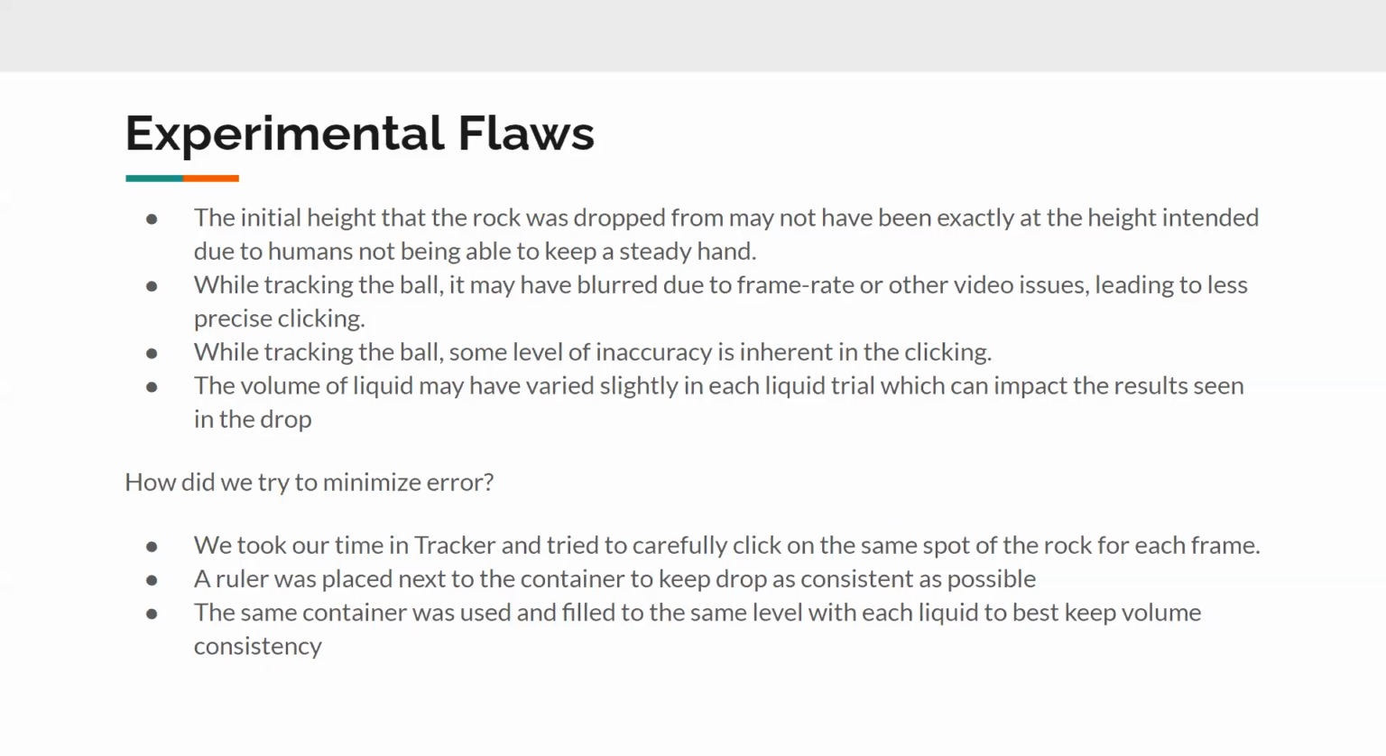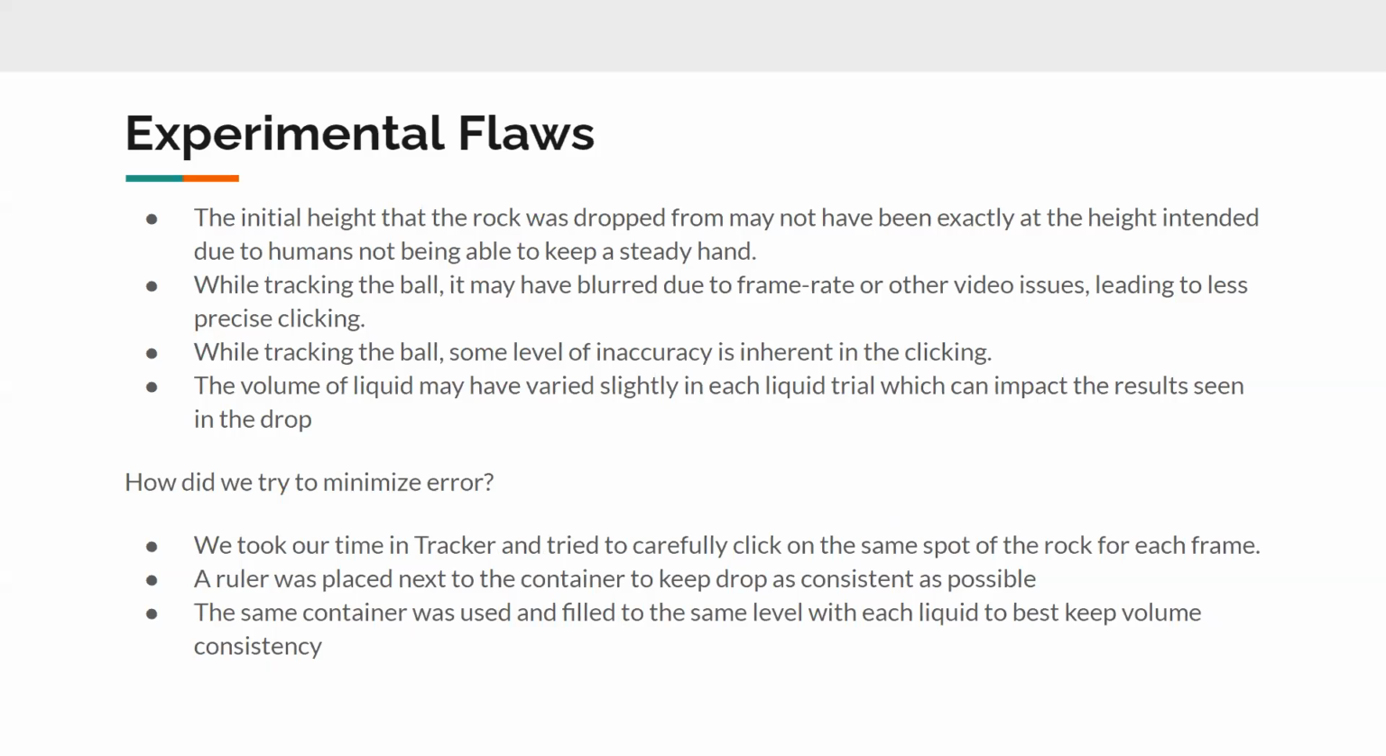So human error is always going to take place in experiments such as this one. Some examples of this could include the height of the ball not being as exact as it could be in between trials. This is just because it's difficult for humans to keep a steady hand. Some ways to mediate this would have been to use a device that drops automatically. However, we didn't have access to this.